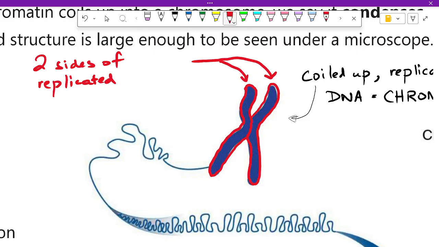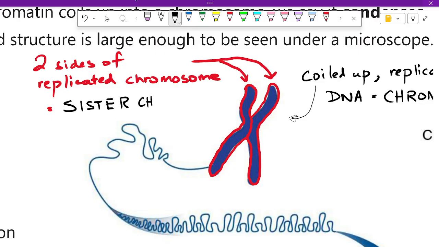This is one we just learned yesterday. Anyone know it? They are chromatids. They are called sister chromatids. Chromatids. Are those sister chromatids similar to each other, different from each other, or exactly the same as each other? They are exactly the same as each other.